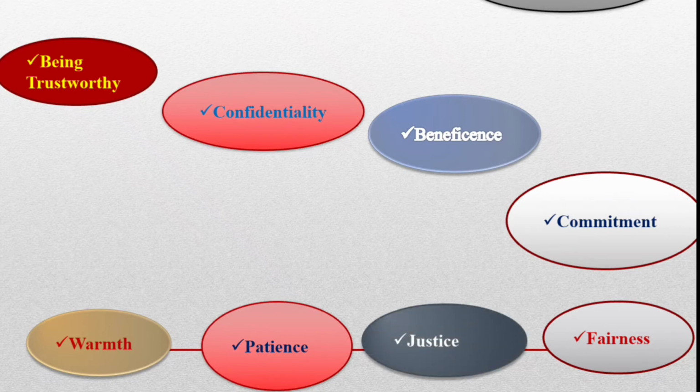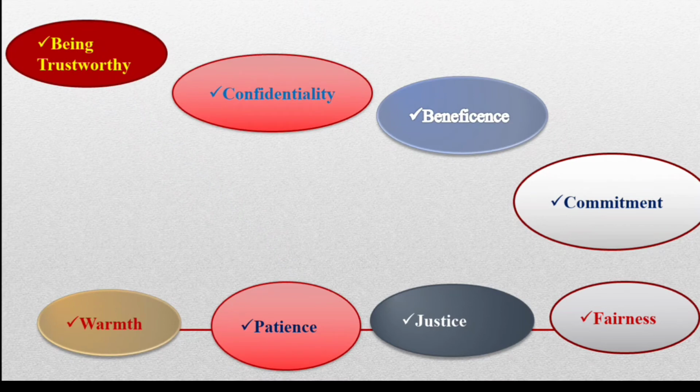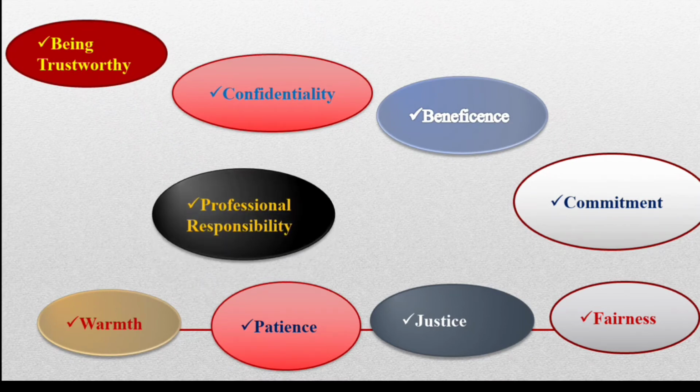Then next is justice. Justice is related with honesty and fairness, as we already discussed in the fairness point. It is related with honesty and fairness in the treatment of each client, and it is basically related with respecting human rights and dignity without any discrimination. There must be no discrimination on the basis of your age, your sex, caste, creed, your color. Next is professional responsibility.